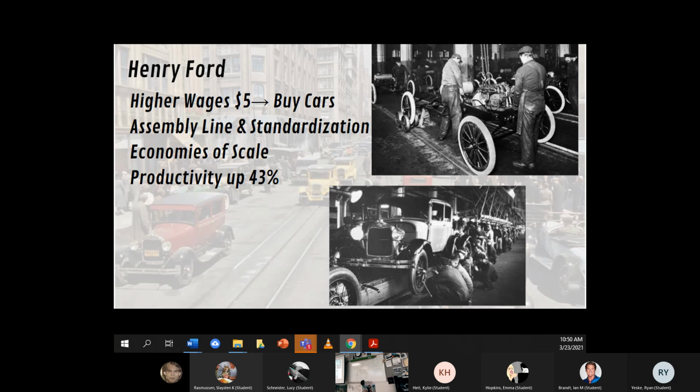Ford. Yeah, Ford. Because don't forget, capitalism encourages this kind of innovation, but at the same time focuses wealth to the people who have the capital. Unless you change the rules.